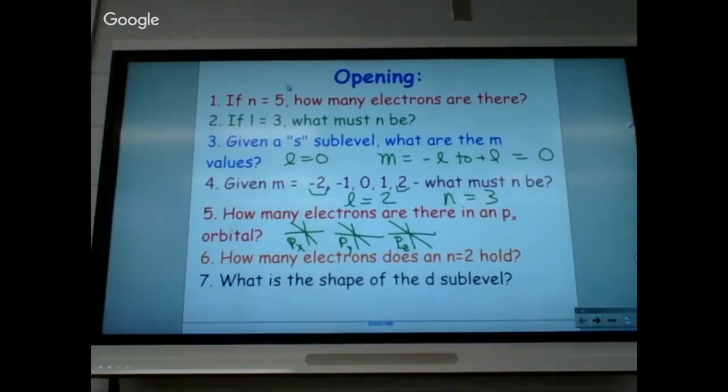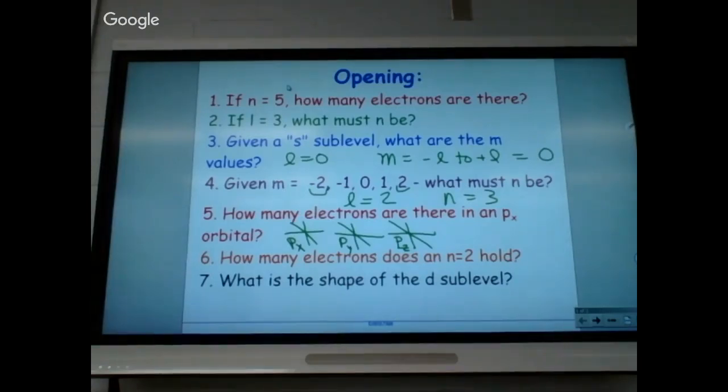Wait, what's the answer? 4. For 10 or 11? 10. We're on 10. Okay, everybody good on how we got 4? No. If n equals 2, how many sublevels are there? S and the P. So how many orbitals are in S? That's 1 orbital. How many in P? That's 3 orbitals. So 1 plus 3, that's how we get 4.